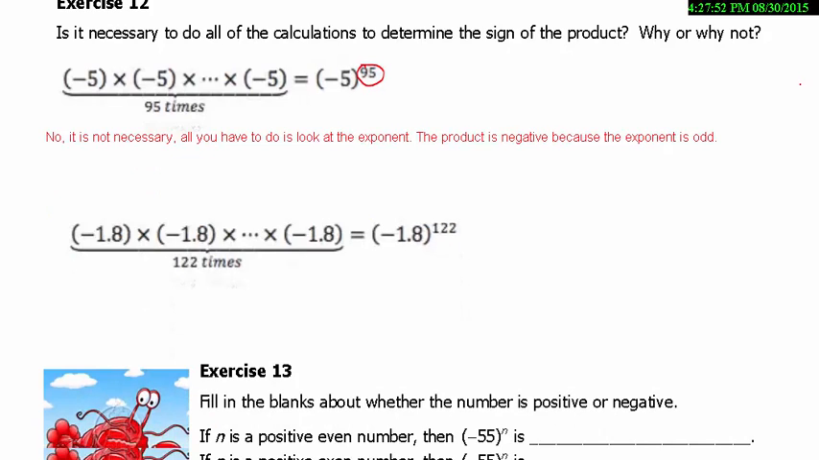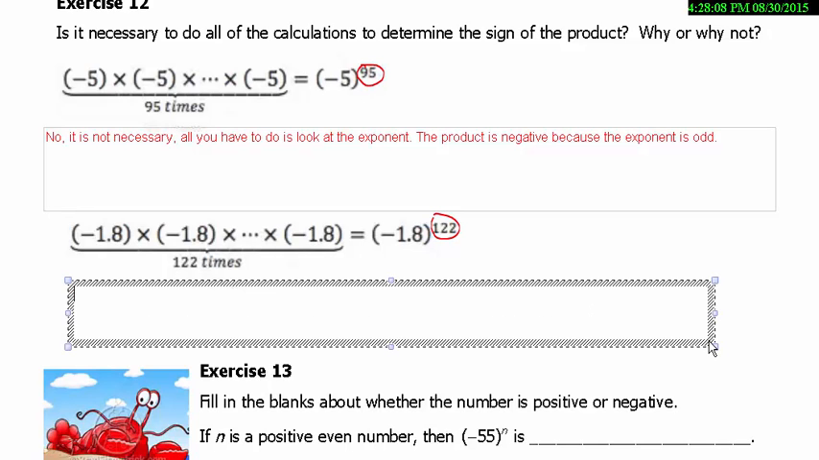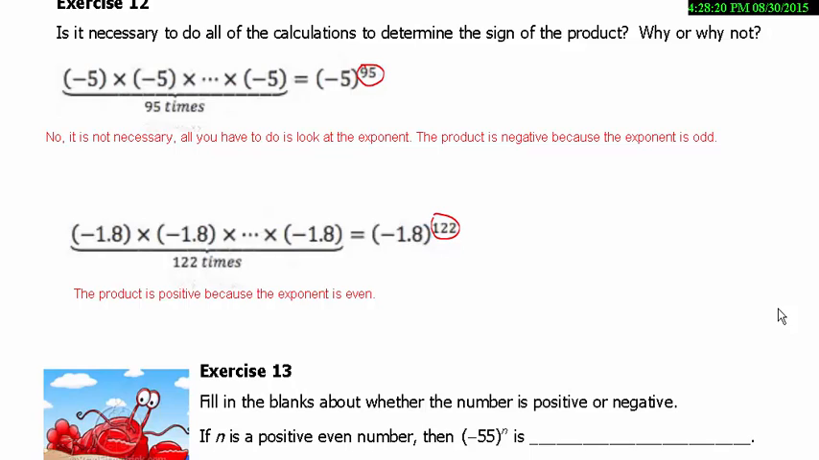So in the next question, it's not necessary either. Again, all you have to do is look at the exponent. So here the exponent we have is 122. That number is even, so I would say the product is positive because the exponent is even. So go ahead, pause the video, and fill in the blanks for question number 13. And when you are done, come back and see if your answer matches mine.